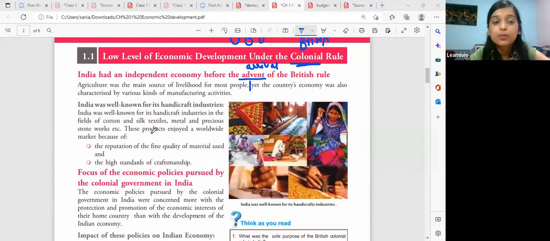These products enjoyed a worldwide market because of... So basically, India was well known for the handicraft industries. Just add one more point. Agriculture was the main source of livelihood for most of the people. And second point, India was well known for its handicraft industries. Just write it down, in the continuation itself. First you wrote agriculture was the main source, and after that, India was well known for its handicraft industries.